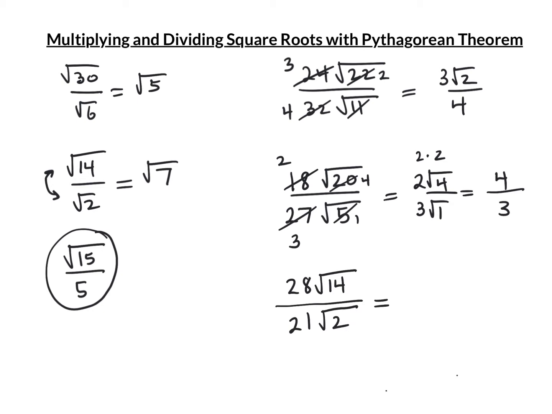28 root 14 divided by 21 root 2. I can divide both of these by 7, and I get 4 and 3. I can divide both of these by root 2, and I get root 7 and root 1. The square root of 1 is 1. This is 3 times 1, which is going to be 3. And up above, we will have 4 root 7, 4 times root 7.